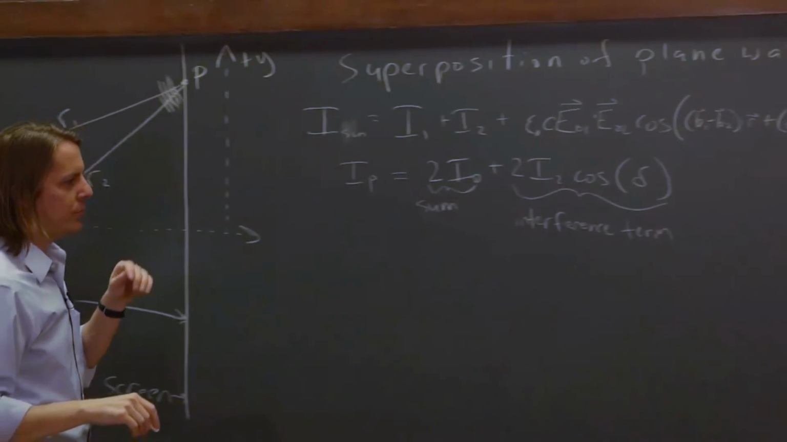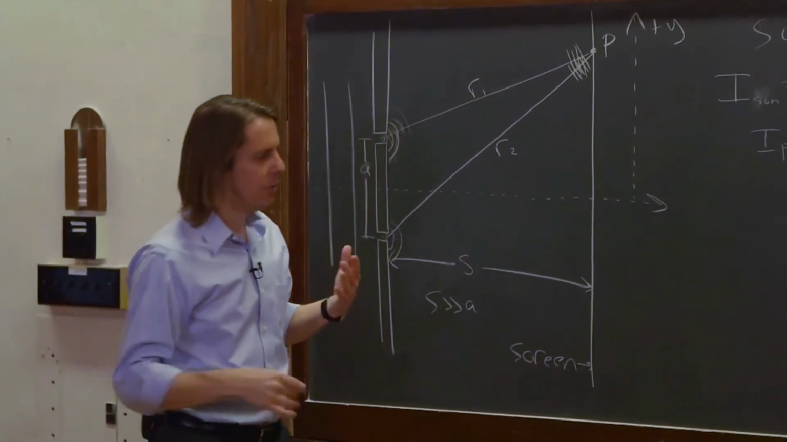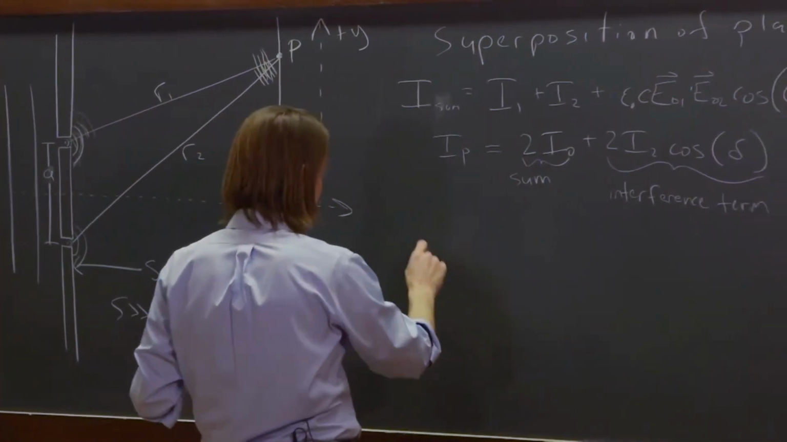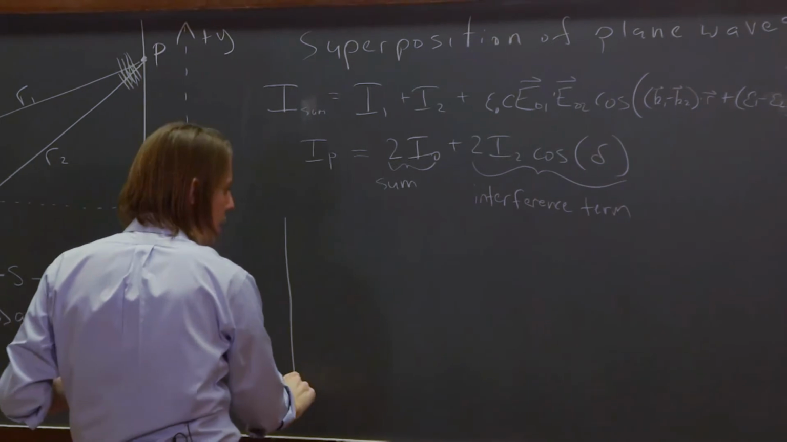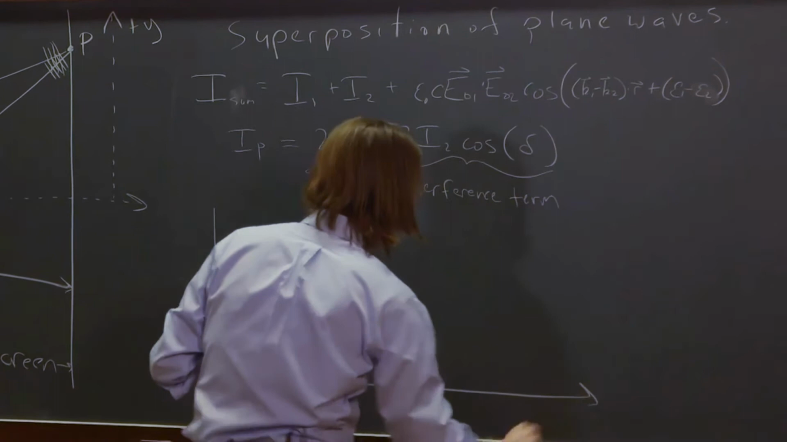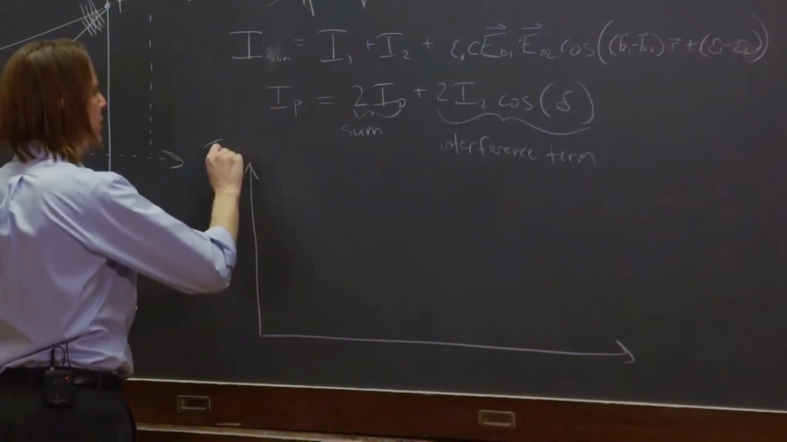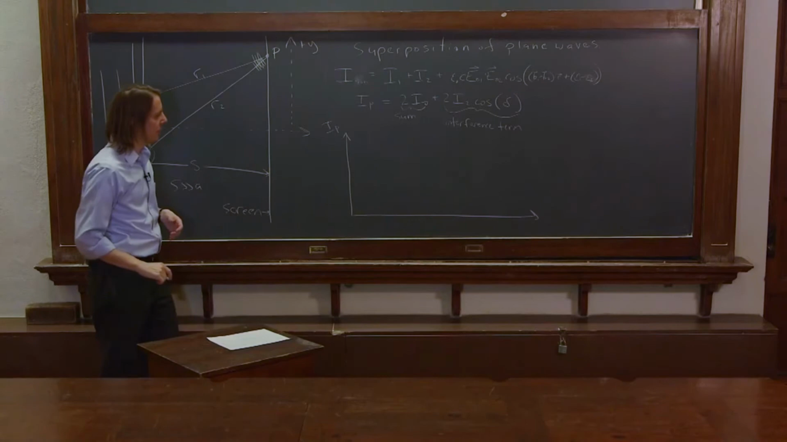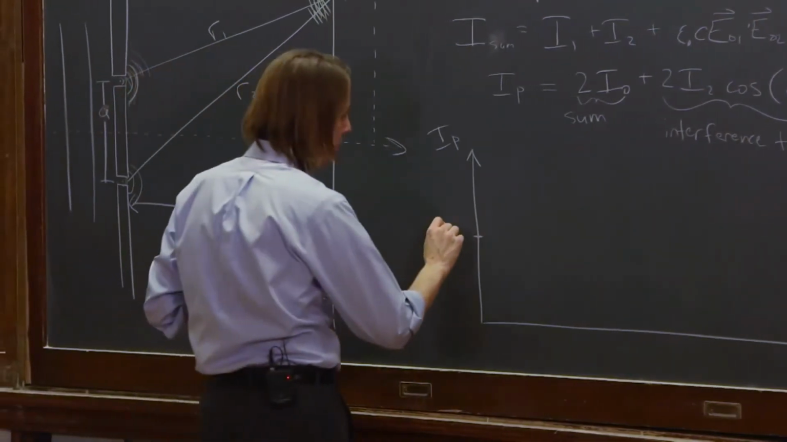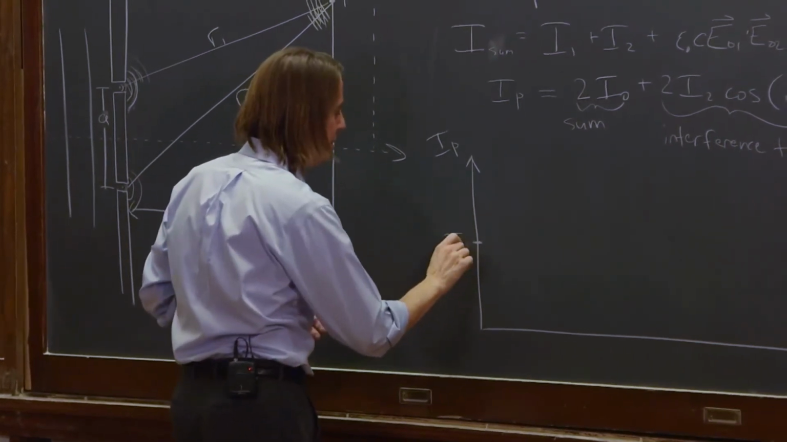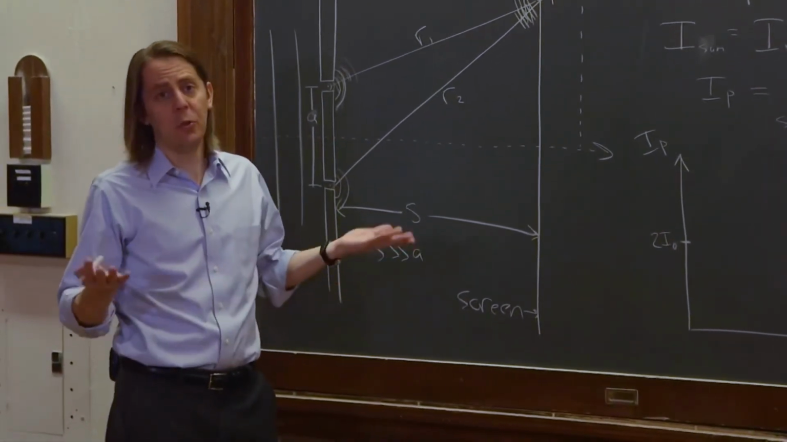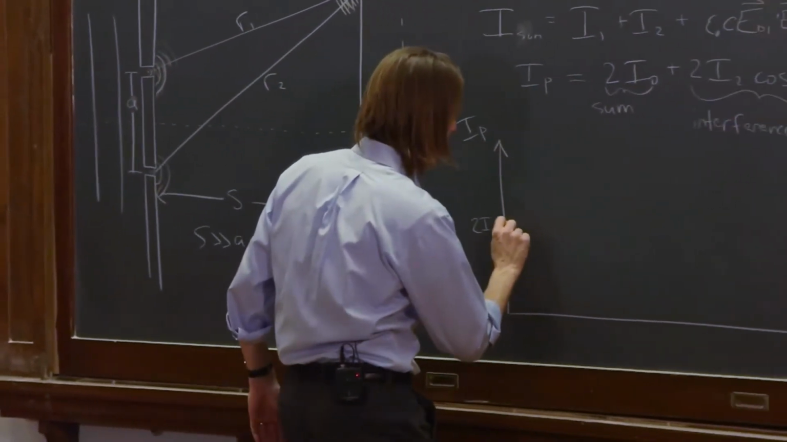We didn't really look at this too closely to see what it does. So now let's make a plot of what's really going to happen as we move around this screen. We can plot the irradiance at P on this axis. And here is what you would get if you ignored interference. That's 2 I naught. If I have one beam that's 1 watt per meter squared, and another beam that's 1 watt per meter squared, and I overlap them, I should get 2 watts per meter squared. So that's what you would expect.